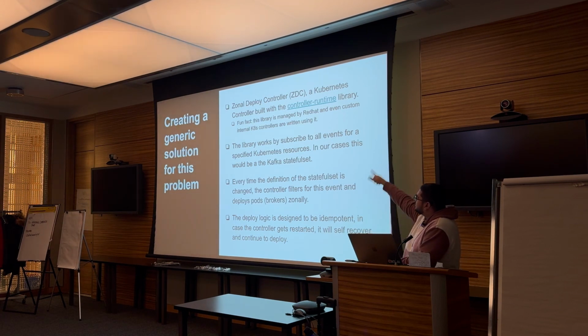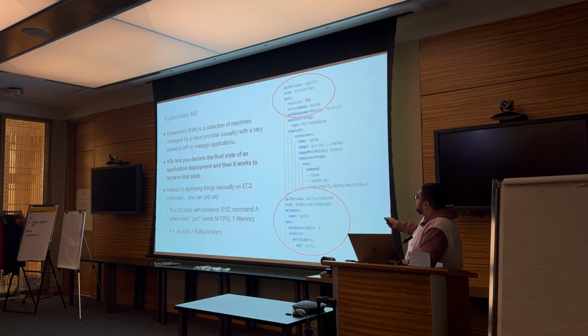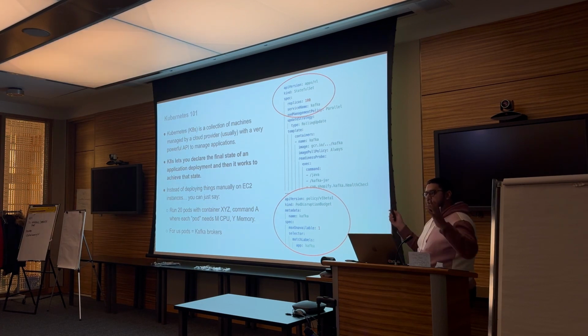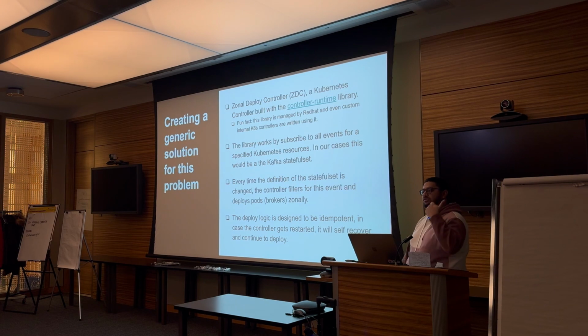And the key thing with this whole library, and honestly, if you're writing a controller, you have to use this library, there's no other option, is the deploy logic is designed to be idempotent and mimic what Kubernetes does. That is, it doesn't matter what happens. I have described a final state of I want my pods restarted zonally. So even if this controller dies in the middle, it needs to come back, realize the progress it has made, and continue from there. It has to be self-recoverable, and that's why it has to be idempotent, which means I can run it again and again, and it'll do the same behavior. I will not notice a difference.